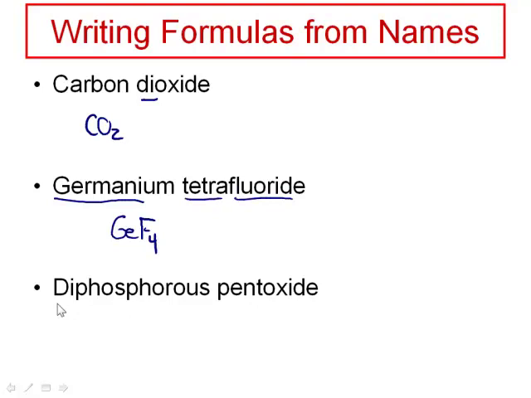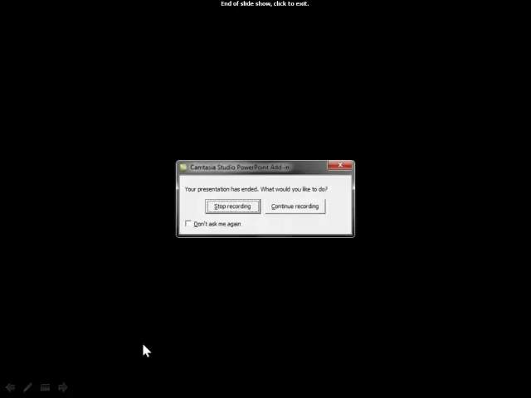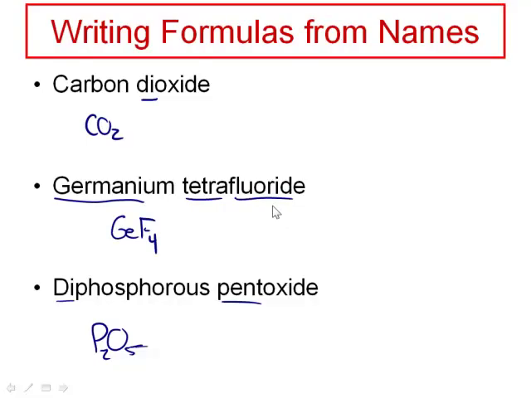Last one, we have diphosphorus. The symbol for phosphorus is P. We have two of those turkeys. Diphosphorus pentoxide is P2O5. Okay, there we go. Oop. Okay, guys, evidently that is the end of the PowerPoint that I had for you today. I forgot that was the last slide.